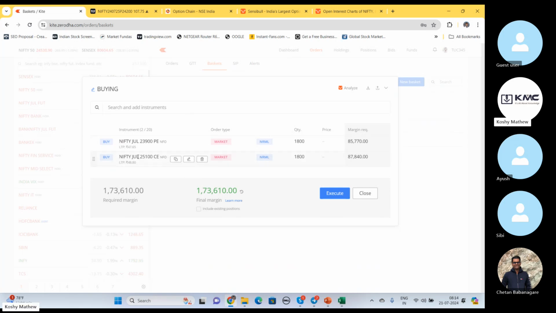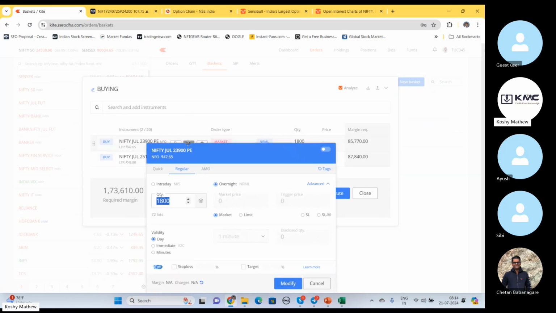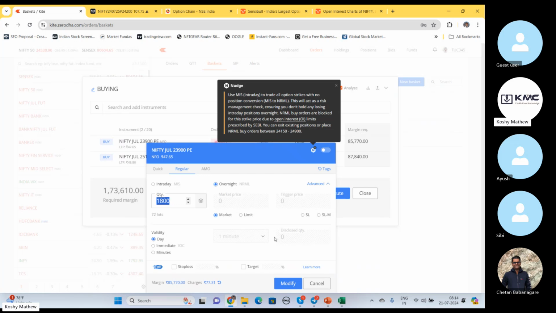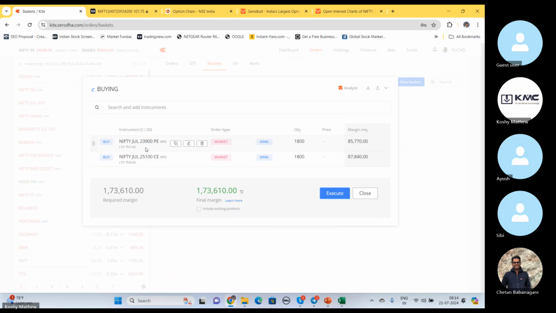What I used to do is, if these premiums get eroded to 5 rupees or 3 rupees, I used to square off my sold positions and keep the bought ones. Sometimes, because of the gamma effect, the 3 rupees, 2 rupees options will jump to 15, 20, then you make a profit.